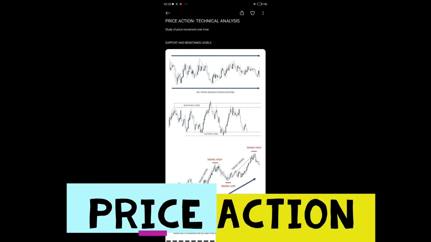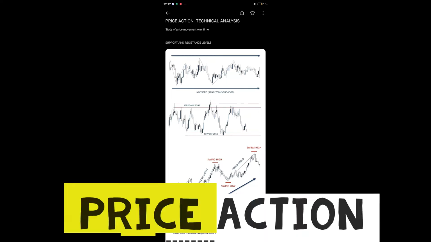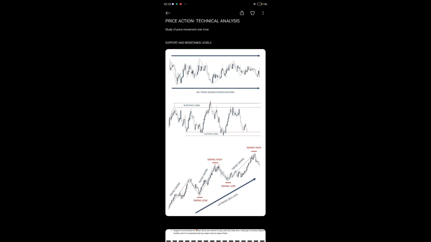Today, I want to talk about price action, that is technical analysis, and I want to show you how you can place your support and resistance levels on your charts. Basically, price action is the study of price movement over time, and here are some of the ways to place a support and resistance level.